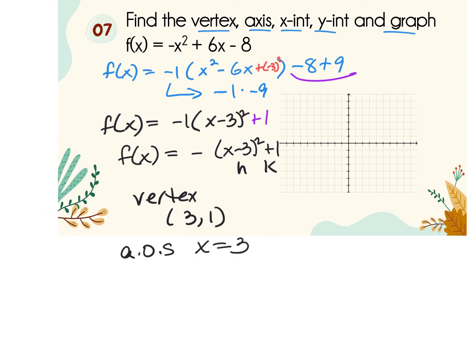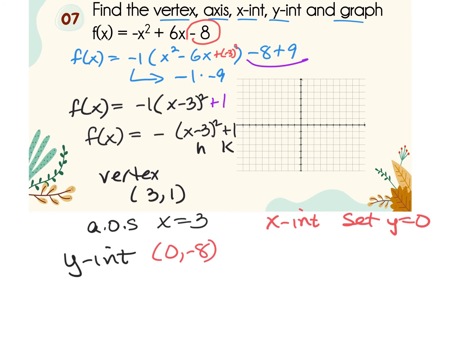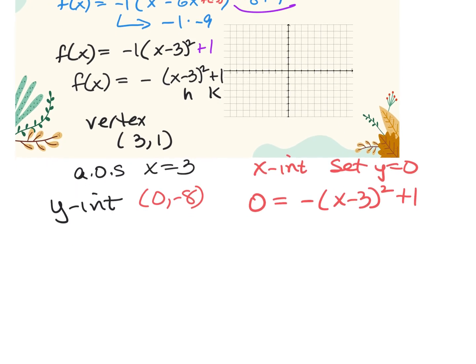My y-intercept, I can go back to the original, and it's right here. So it's the ordered pair (0, -8). To find the x-intercept, we're going to set y equal to 0. And I'm using my vertex form, or my standard form. So I'm going to be doing 0 equals negative (x - 3)^2 + 1.